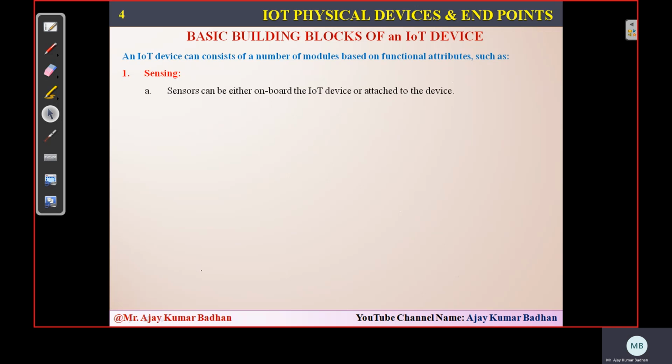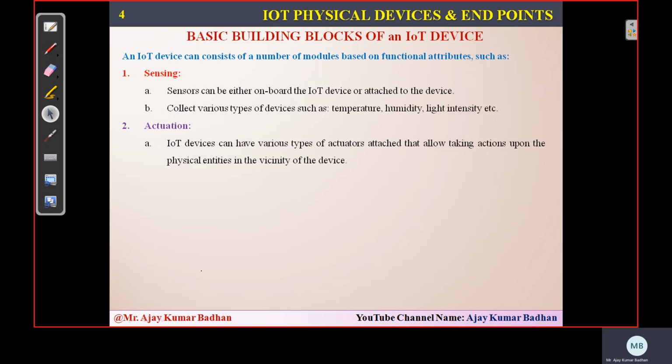As I told you, the sensors can be either on board, or they may be attached to different devices. What is the main purpose of these sensors? We need to gather information in real time. That may be related to temperature, humidity, light intensity, etc. All these come under that. And the next part we have is actuation.